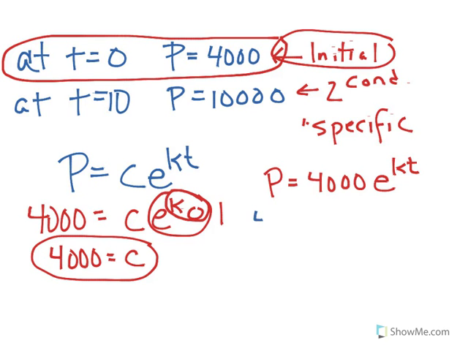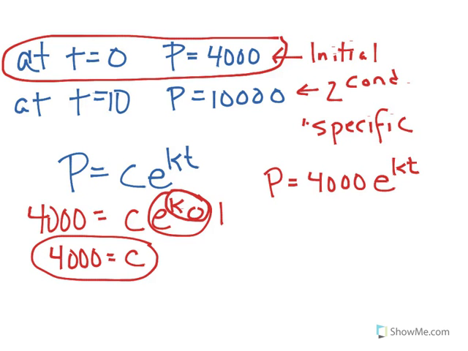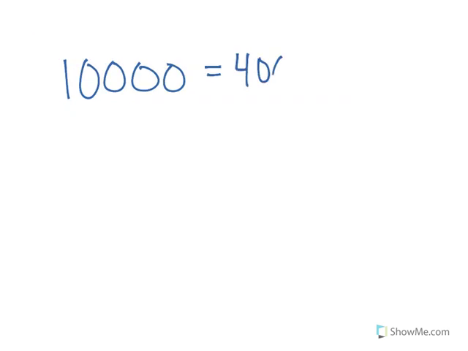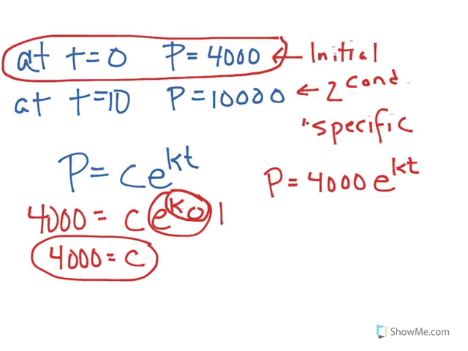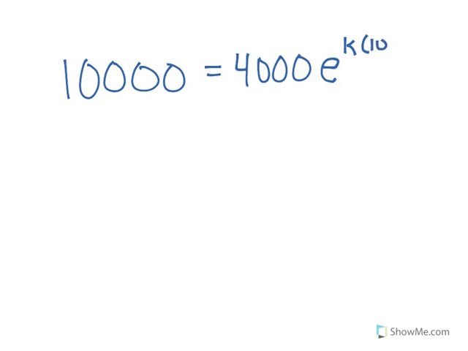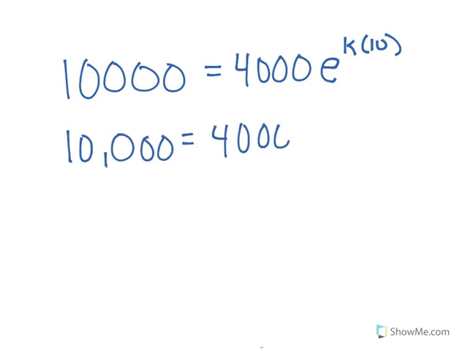So when the population is 10,000, let's bring this to a different page here. When the population is 10,000, the time is 10. So we've got 10,000 equals 4,000 e to the k times 10. So I'm just going to rewrite that as 10,000 equals 4,000 e to the 10k. That way I write it the other way around there. So I'm going to try to solve for k.